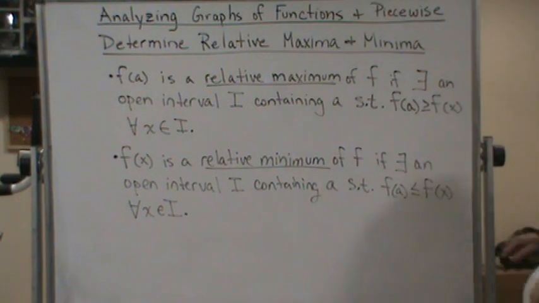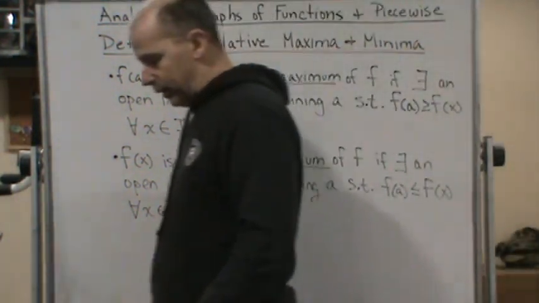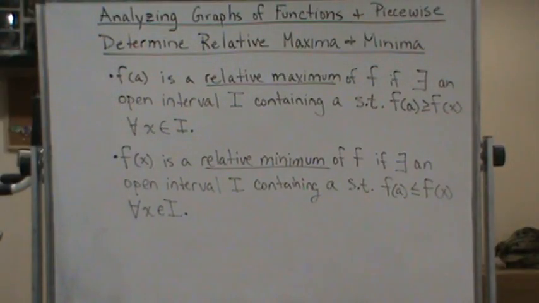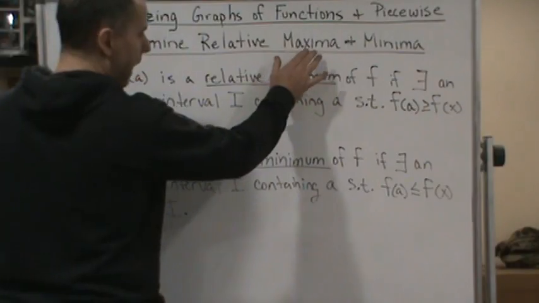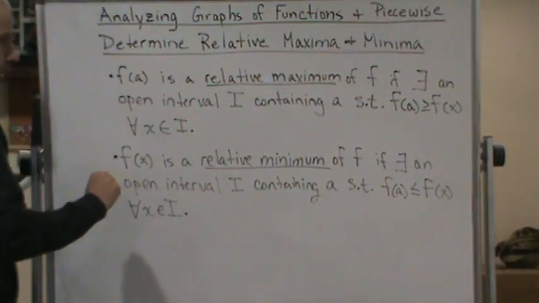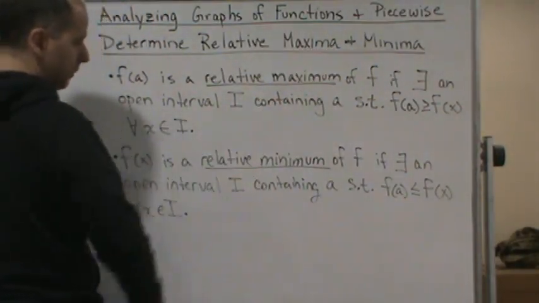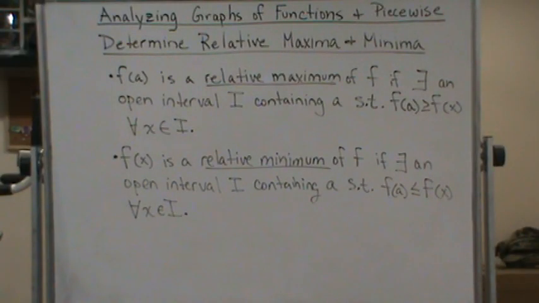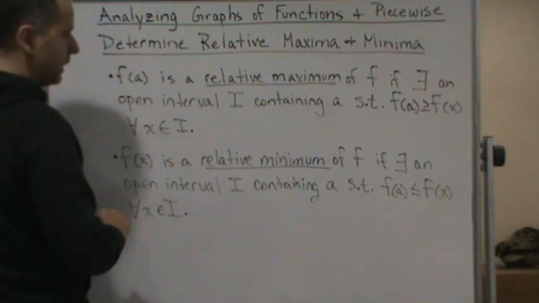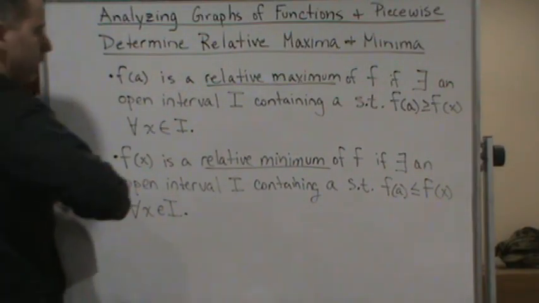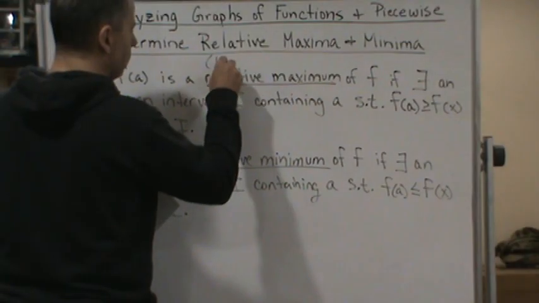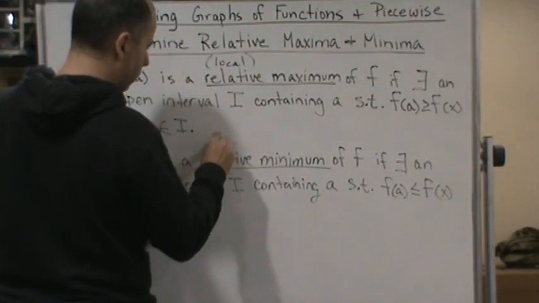Okay, so here are the definitions of what a local maximum is and what a local minimum is. Just so you know, maxima and minima are just the plural of maximum and minimum, from the Latin. Okay, so here, definition one for a relative maxima or local. So let me write local. So sometimes we use the word local.